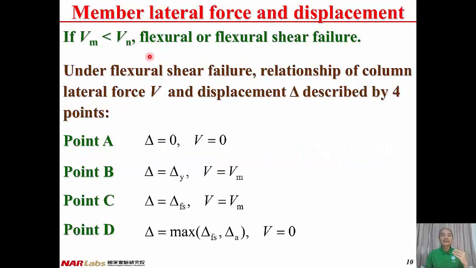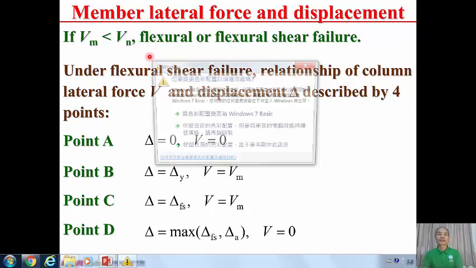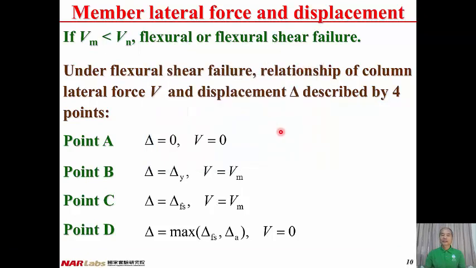If Vm is less than Vn, then the column fails in flexure or flexural shear. Under this failure mode, the force relationship of the column can be fully described by 4 points. Point A is the origin, delta equal to 0, V equal to 0. Point B, delta equal to delta y, V equal to Vm, where Vm equal to 2Mm divided by Hc. Point C, delta equal to delta Fs, and V equal to Vm. And at point D, delta equal to the maximum of delta Fs and delta A, and V equal to 0.